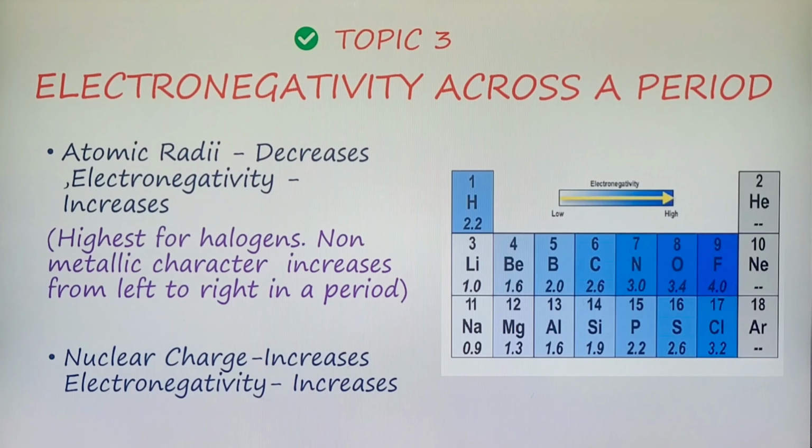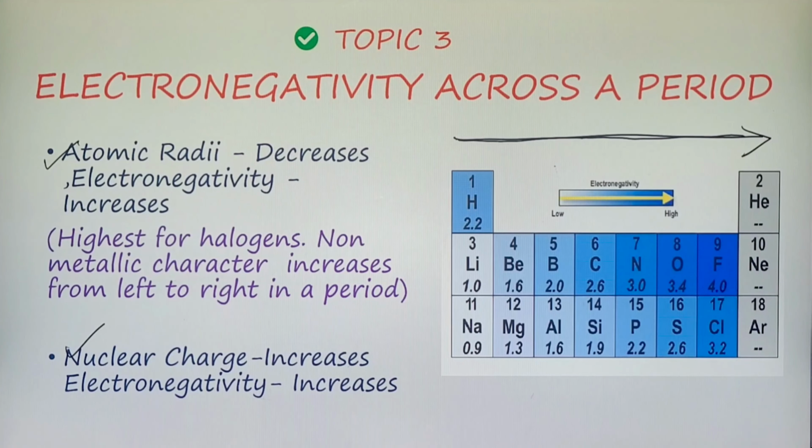When I say across a period, I mean from left to right. What is the meaning of the word electronegativity, children? Electronegativity means moving from left to right. Again, what are the two factors on which electronegativity depends? Electronegativity depends on atomic radii or atomic size, and the second one is nuclear charge.